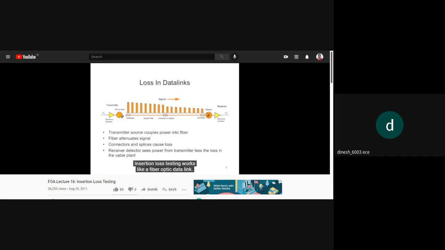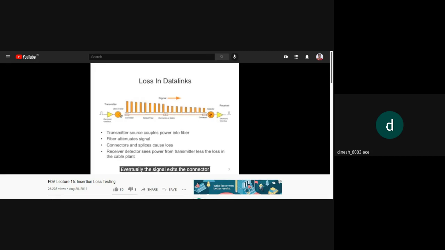Insertion loss testing works like a fiber optic data link. The data link has an LED or laser transmitter that couples light into the connector at the end of the cable plant. As the light travels down the cable plant, the fiber attenuates the signal, and connectors or splices will cause loss in the signal. Eventually, the signal exits the connector on the far end of the link and is detected by a detector. Insertion loss testing essentially mimics exactly what's going on here.